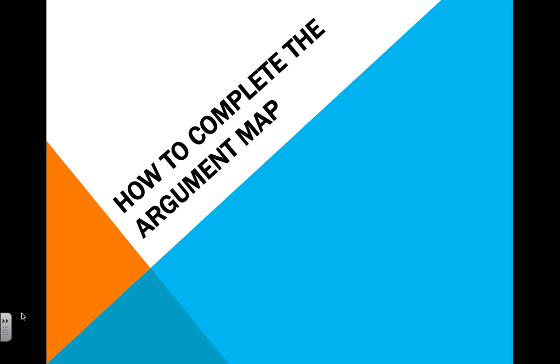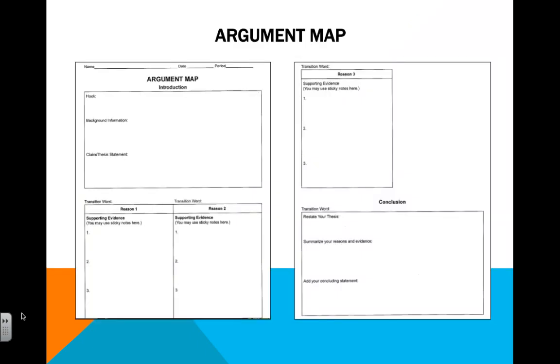Today we're going to talk about how to complete the argument map. If you're confused about how to complete the parts of the argument map, you need to watch this video. So you were given an argument map, a graphic organizer, to list all the different parts of our argumentative paper. And it looks something like this, these 2 pages.